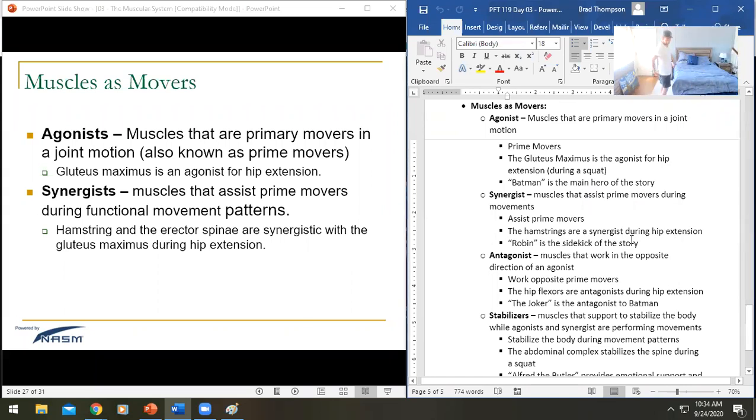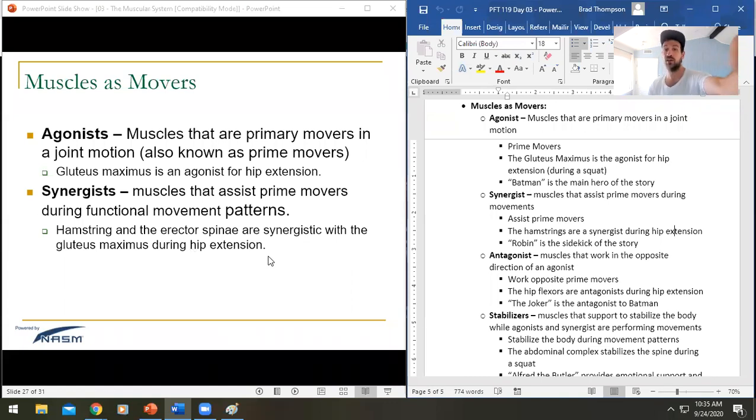And so my hamstring, which is down here, actually does hip extension as well, but it's not supposed to do the main job. My glute is doing most of hip extension. My hamstring is assisting in it, making it better, right? So your hamstrings are a synergist here. They're the Robin of the story, right? They're the sidekick. Your hamstrings are synergistic with your gluteus maximus during hip extension.